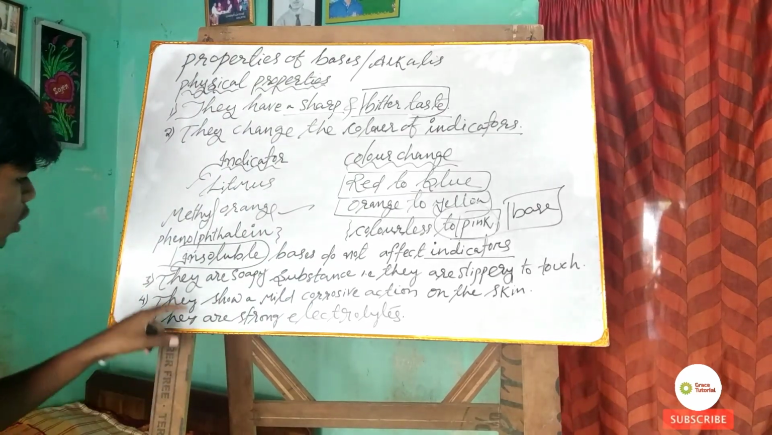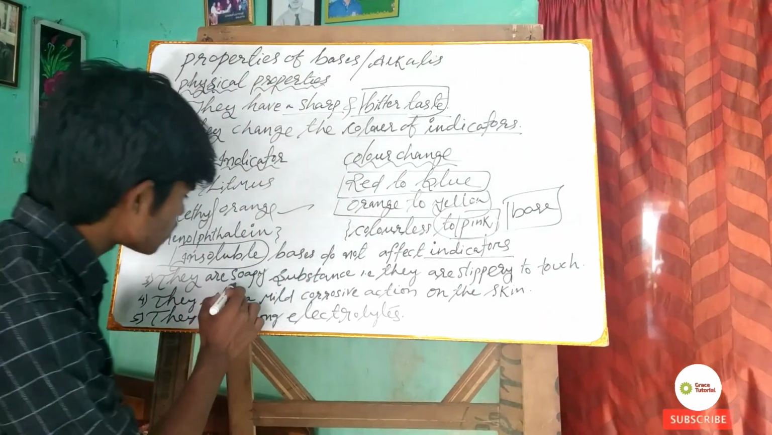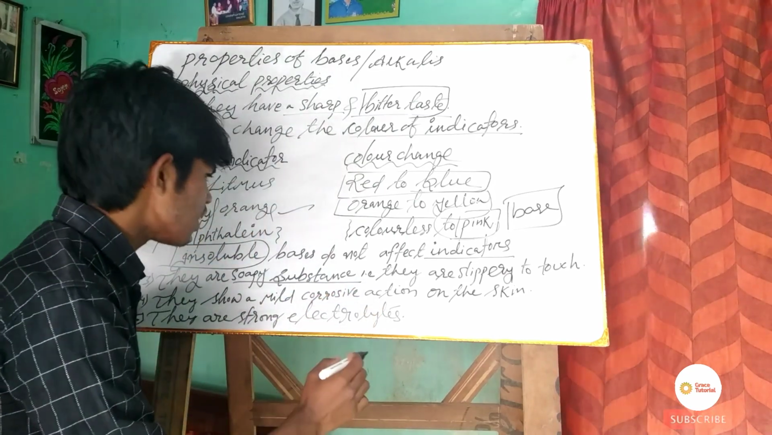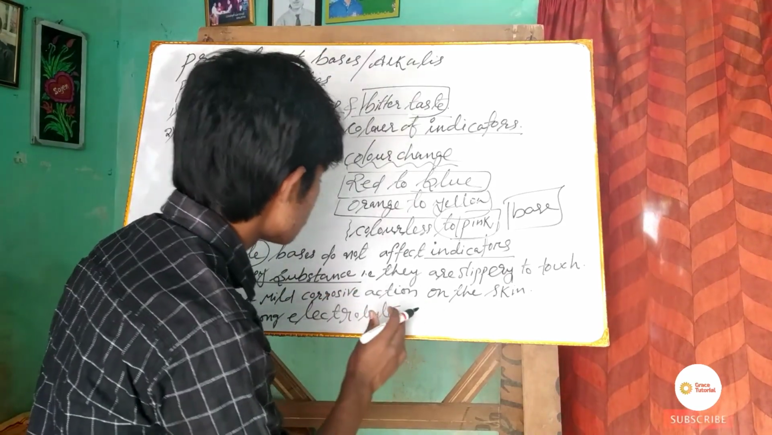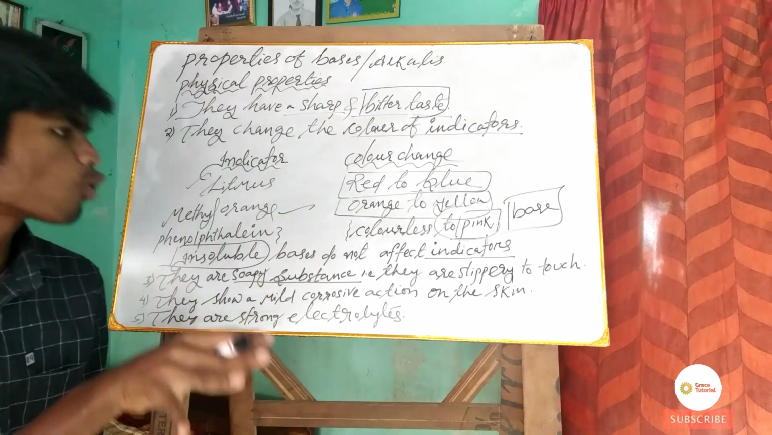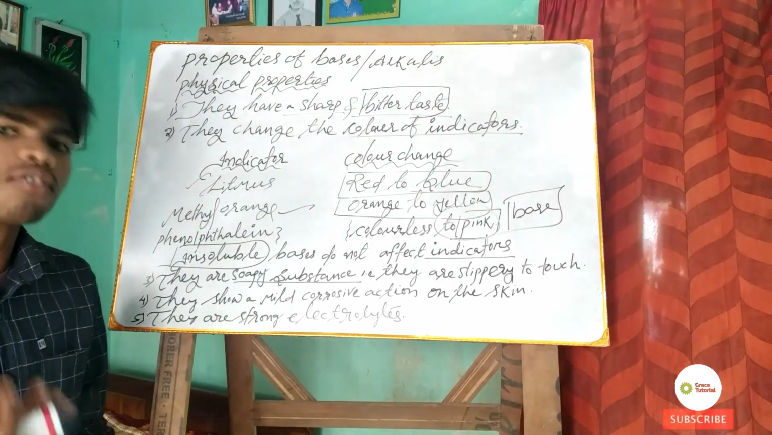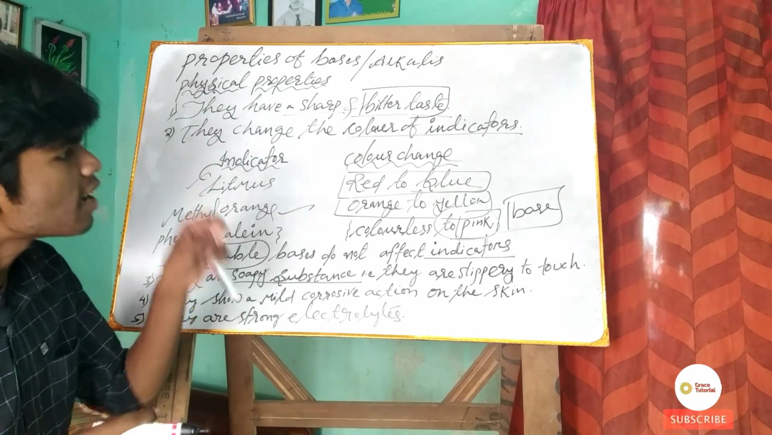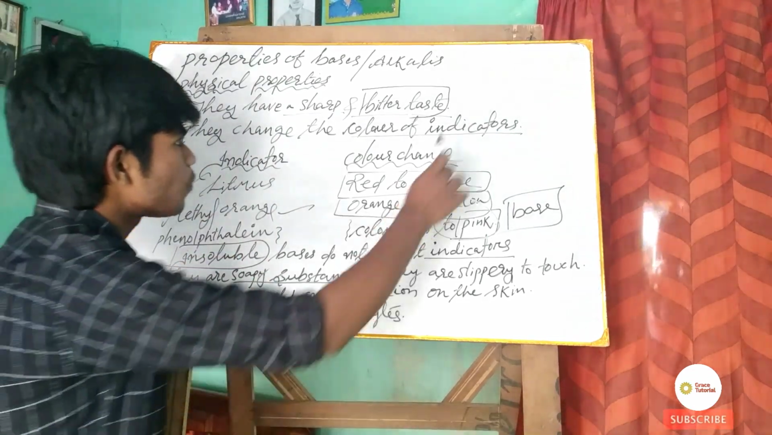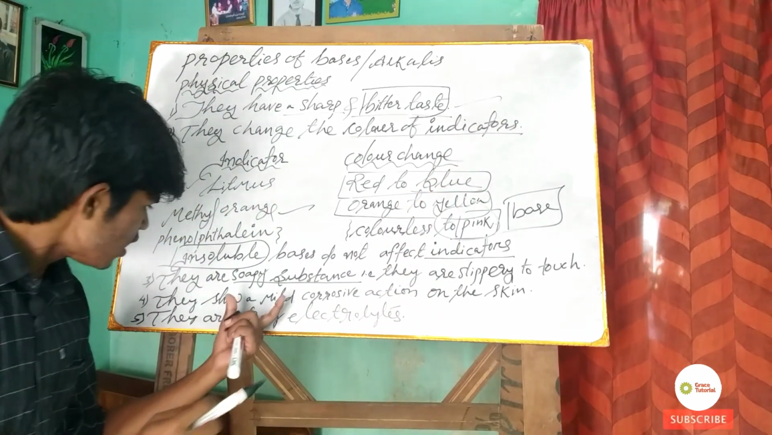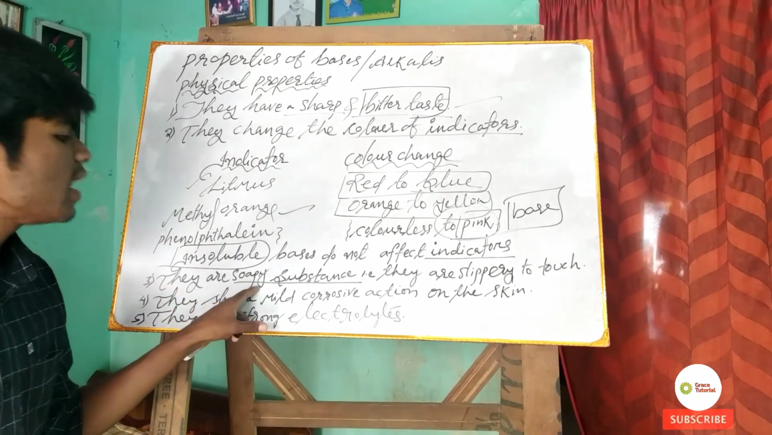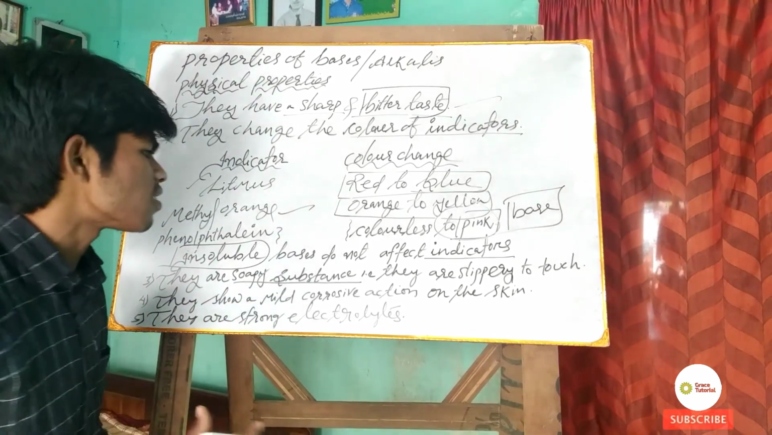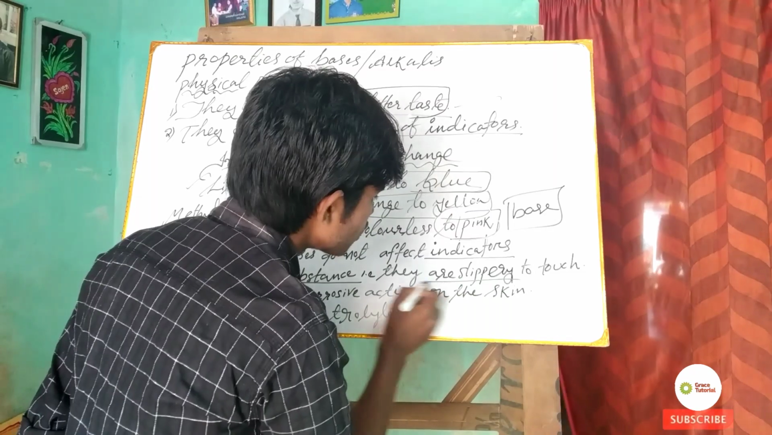We have the third point, that is, they are soapy substances. In the beginning of the chapter, we had discussed that the bases can be recognized or identified on the basis of their soapy touch and by the bitter taste. Well, the bitter taste is the point we had discussed. Similarly, the bases are soapy in nature. That means they are slippery to touch.